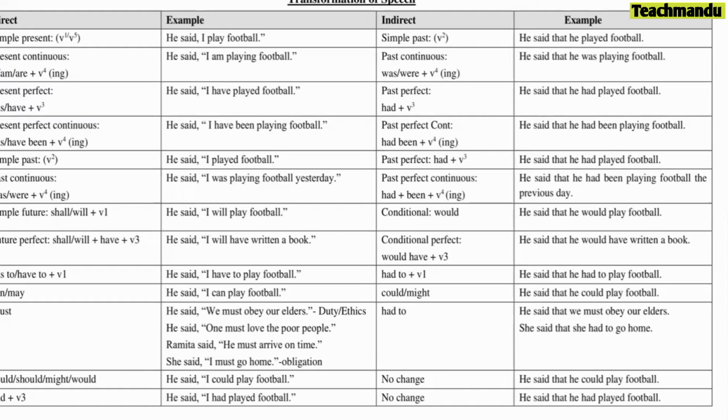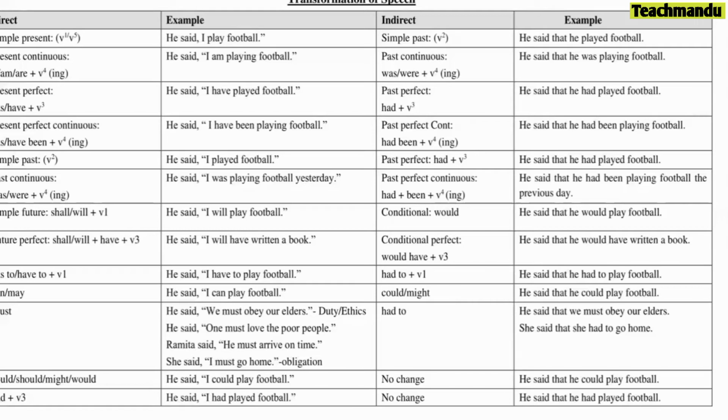So if this is present continuous, it will be changed into past continuous. I'm playing football, he was playing football, right? And present perfect into past perfect. I have even given you the structure of tense there. Present perfect continuous, past perfect continuous, simple past, past perfect, past continuous, past perfect continuous. For example, I was playing football yesterday, he said that he had been playing football the previous day.